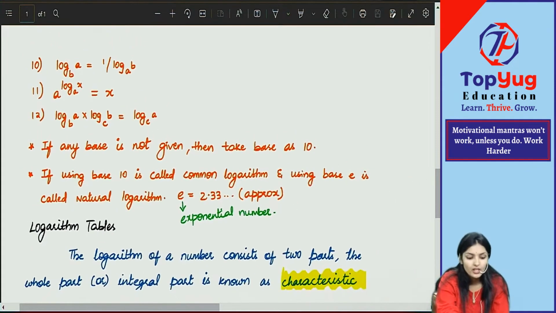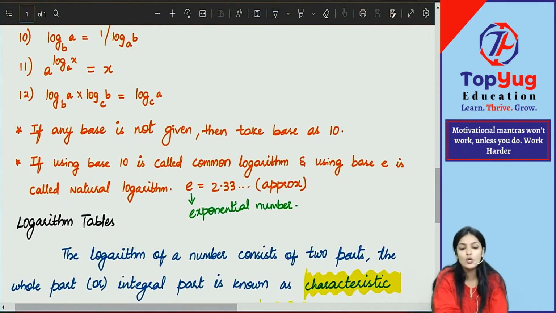I already said, using base 10 is called common logarithm, and using base e is known as natural logarithm. Luckily, we are not having deeper parts of mathematics because we won't be using them in our CA field, but still. If we are using 10, we call it common logarithm. If we are using e, we call it natural logarithm. Very important for MCQs: the value of e is 2 point something, approximately.